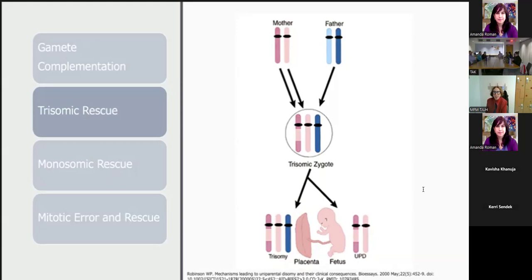In some cases, there can be up to 100% trisomic cells in the placenta, with most fetal tissues displaying a normal complement. And this will be relevant for our discussion of chromosome 16 in particular, so we will go back to this again.